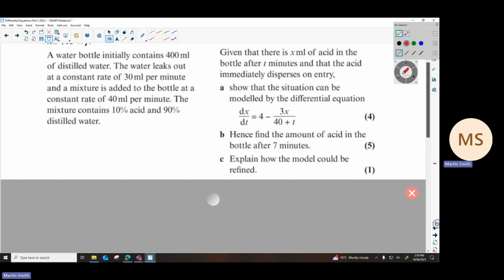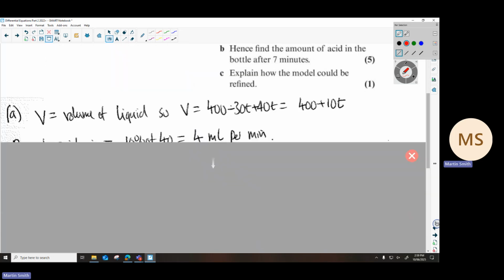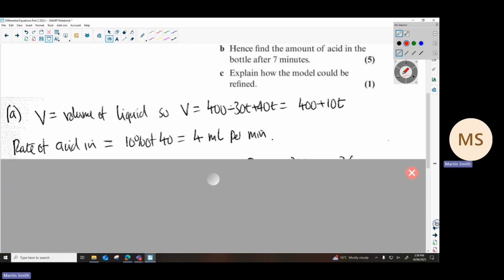Okay, students, so the answer is the following. First of all, the volume of liquid in the tank is required. So that's V. Because 30 goes out and 40 goes in, it goes up by 10. So it's 10t plus something. It's 10t plus 400, because that's the initial volume. The rate of change of x, dx by dt, is rate in minus rate out. The rate in is 10% of 40, which is 4 liters per minute.